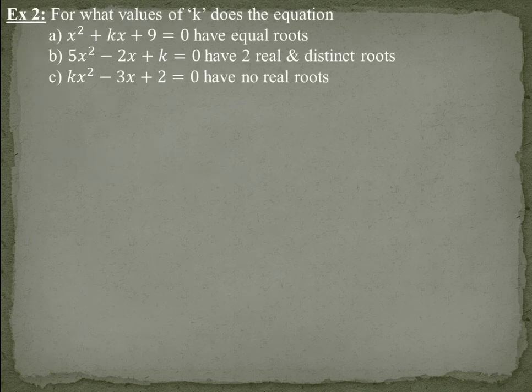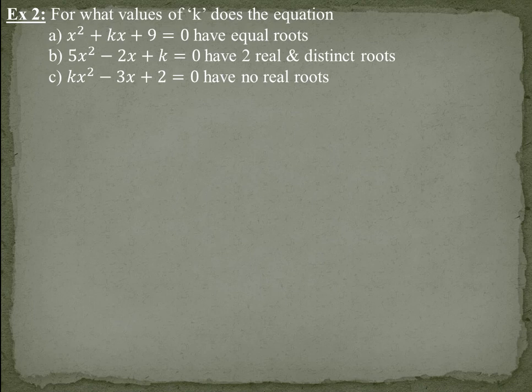Second example. Now, this is where we look at the second use for the discriminant, where we find a missing value based on information we're given about the equation. So have a go at these examples. For example 2a, when x squared plus kx plus 9 equals 0, what value of k would give equal real roots? Well, they're telling you.